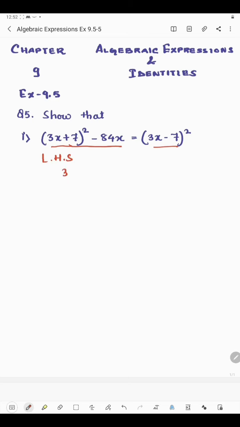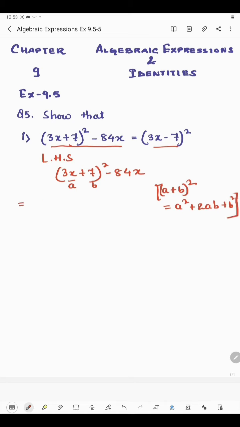So it's (3x + 7)² − 84x. Now this we will consider as A and this we will consider as B. So this is the (A + B)² identity, which is A² + 2AB + B². Now A² means (3x)² plus 2 into A, which is 3x, and B is 7, plus B², so 7². Now this −84x will remain the same.